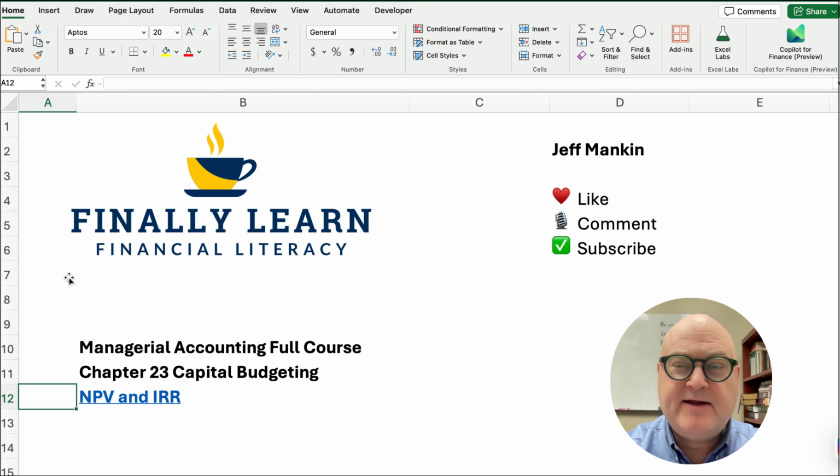In managerial accounting, in the capital budgeting chapter, we're going to calculate two things that are very important: the net present value and the internal rate of return.